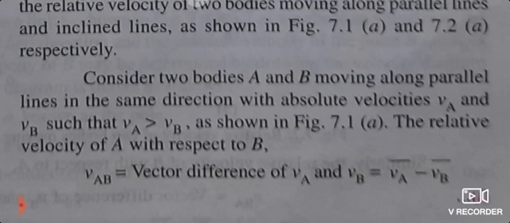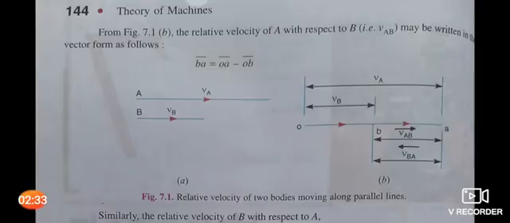The relative velocity of A with respect to B, VAB, is equal to the vector difference of VA and VB. So this is VA minus VB, equation number 1. Here in diagram 7.1a, we see the relative velocity of two bodies moving along parallel lines. Here A's VA is greater and B's VB is smaller.